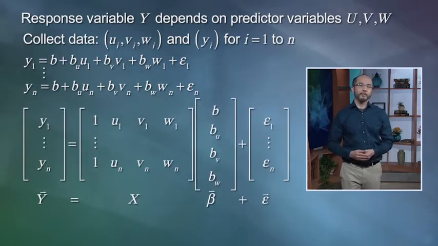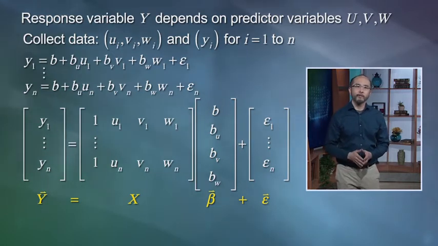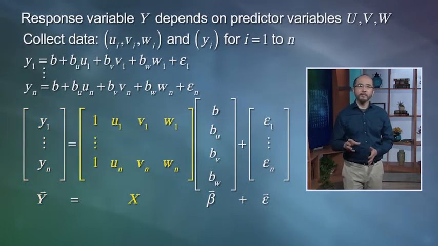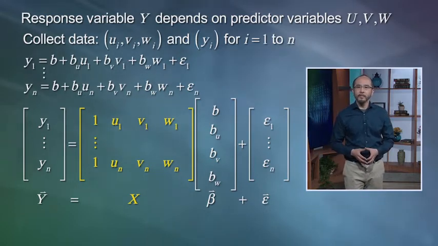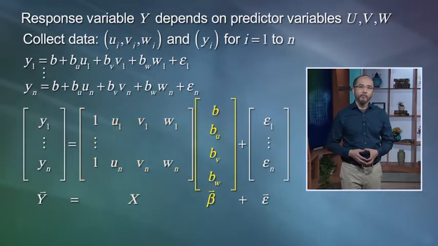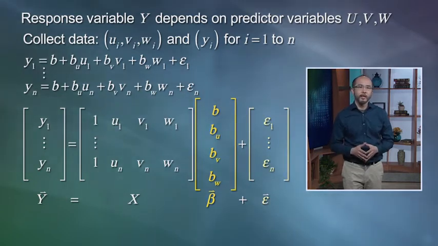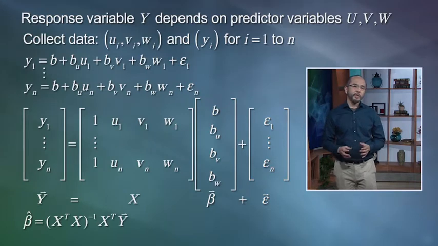This can be rewritten as a matrix equation, y equals X times beta plus an epsilon vector, where y is the observation vector of y values, X is the design matrix whose n rows are 1, u sub i, v sub i, and w sub i. Beta is a parameter vector that we're solving for with coordinates b, b sub u, b sub v, and b sub w. And the epsilon vector is a vector whose length we hope to minimize, as before, in a least squares fashion. We can appeal to the same normal equations to solve for beta.